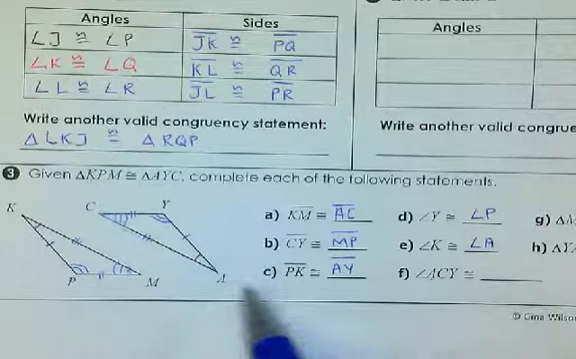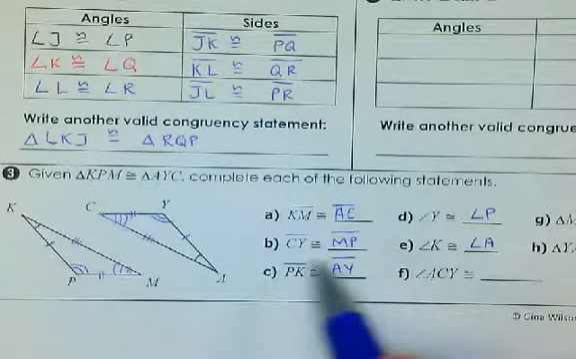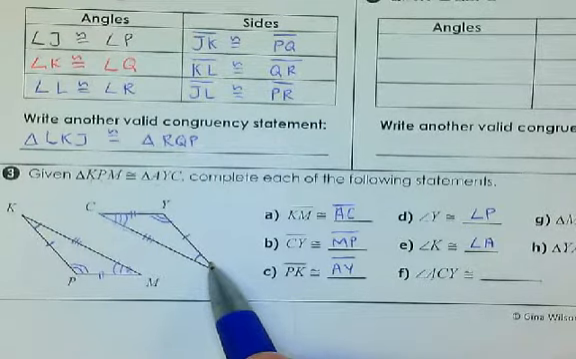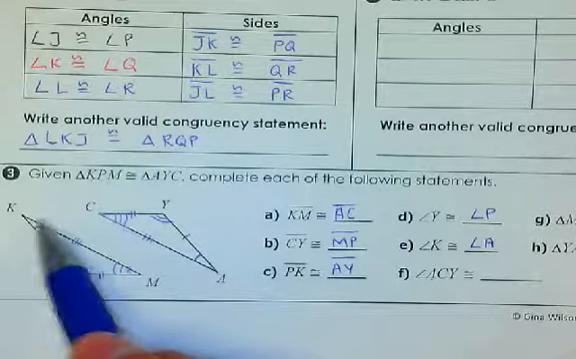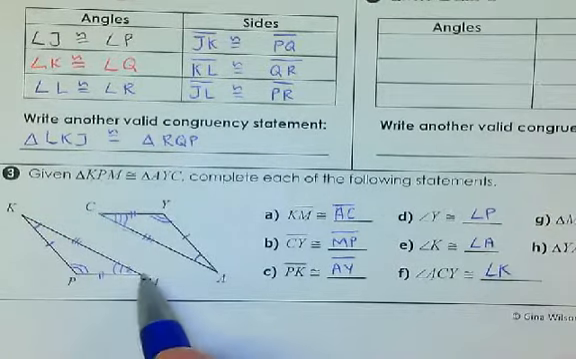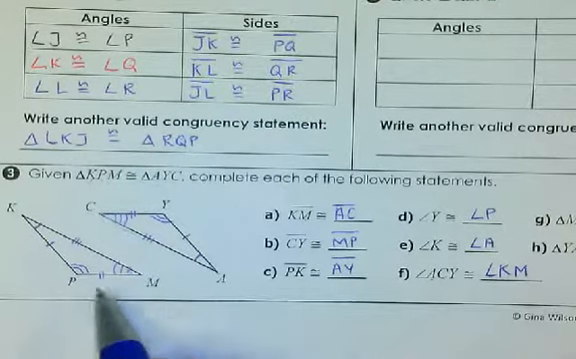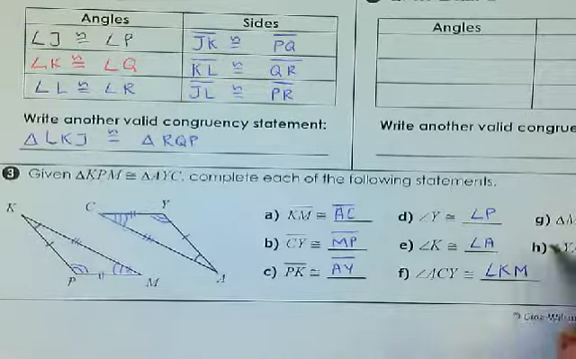Now remember, these have to be in the correct order. So if we started at angle A, remember angle A has one arc mark. This triangle we're going to start with angle K. So we start K, we go to M, then we go and finish at P.